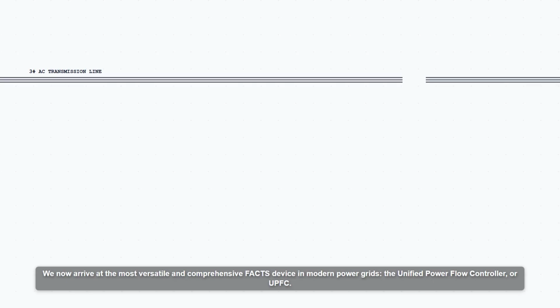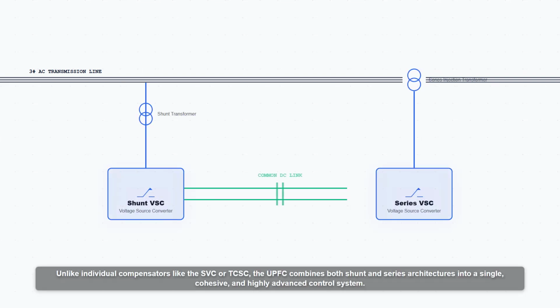We now arrive at the most versatile and comprehensive FACTS device in modern power grids, the Unified Power Flow Controller, or UPFC. Unlike individual compensators like the SVC or TCSC, the UPFC combines both shunt and series architectures into a single, cohesive, and highly advanced control system.